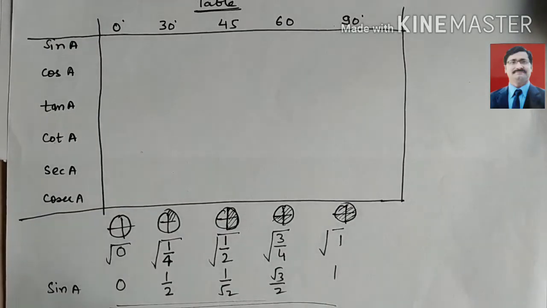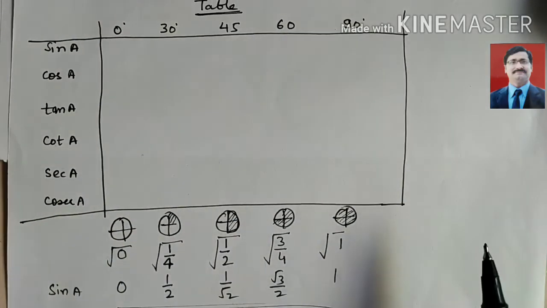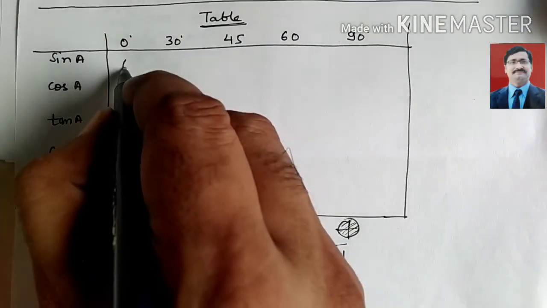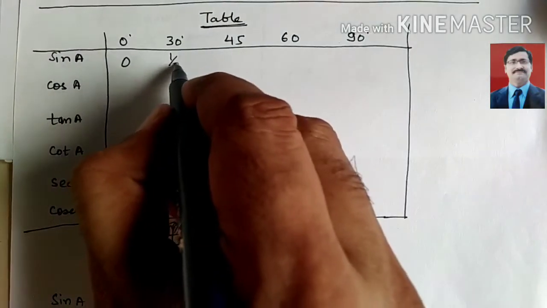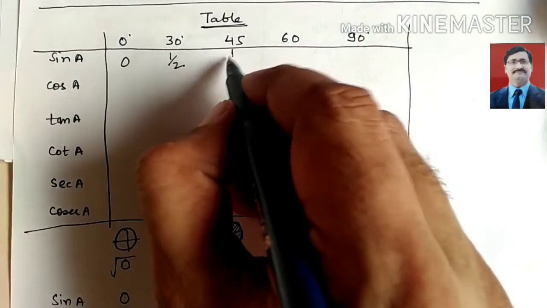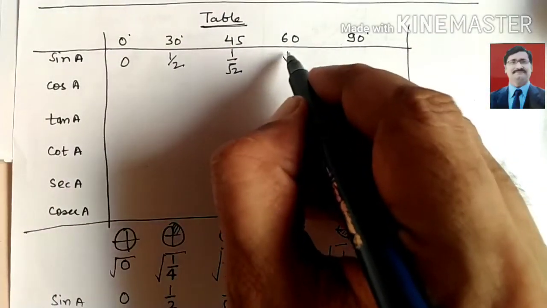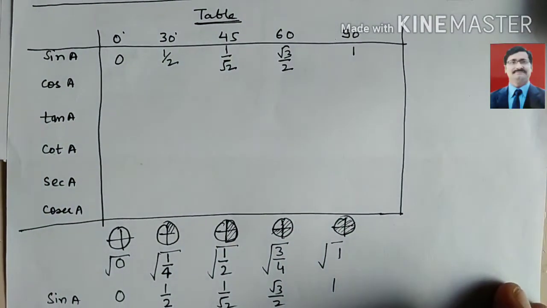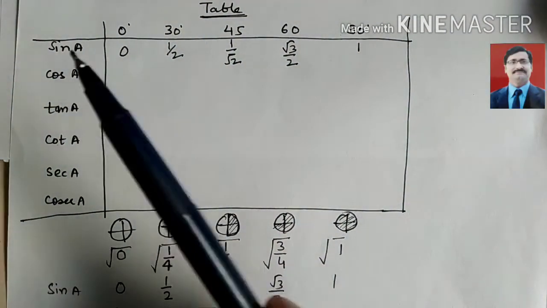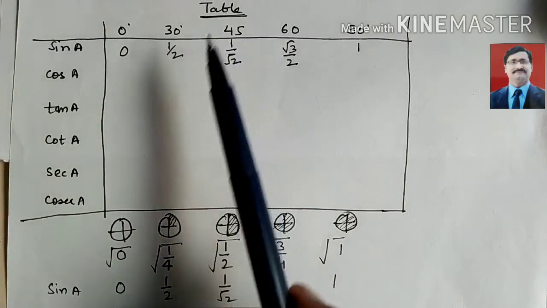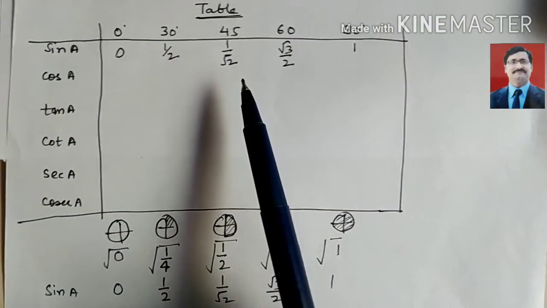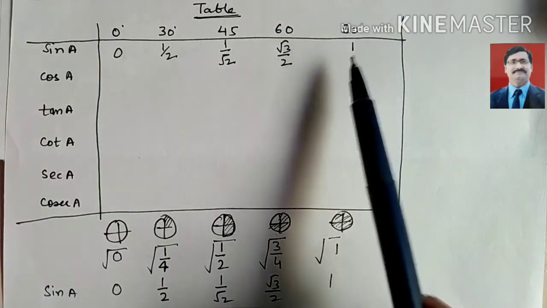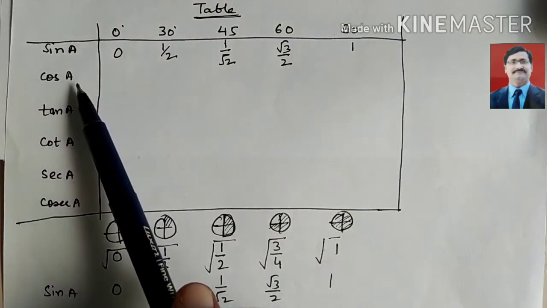This is the value you will have for the table. Look here, you will write these values. For sine A, here is 0, so you write 0. Sine 30 is 1 upon 2, sine 45 is 1 upon root 2, sine 60 is root 3 by 2, and sine 90 is 1. Otherwise you can learn this first line: sine 0 degree is 0, sine 30 is 1 upon 2, sine 45 is 1 upon root 2, sine 60 is root 3 by 2, and sine 90 is 1. This you can learn.